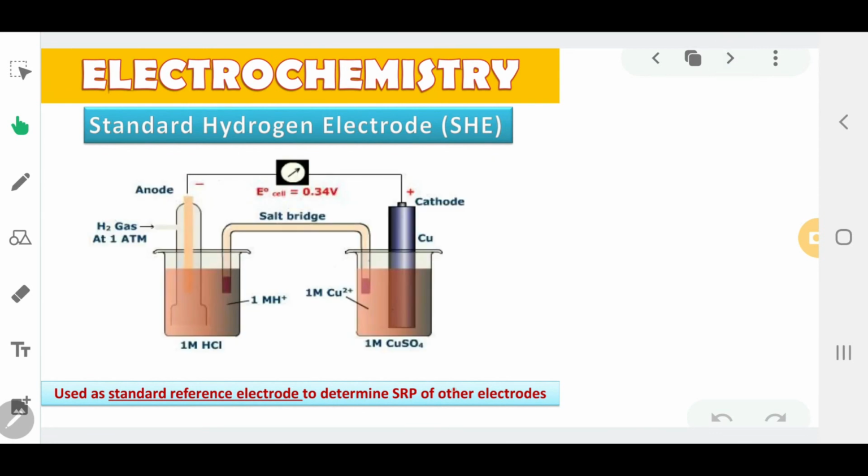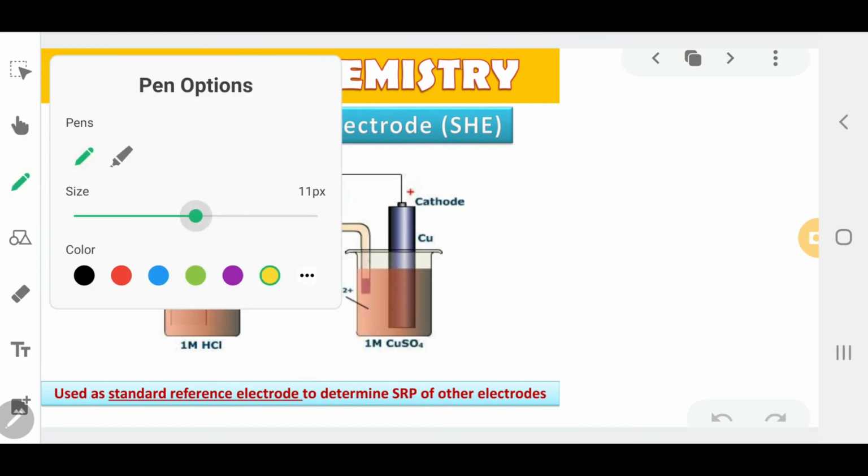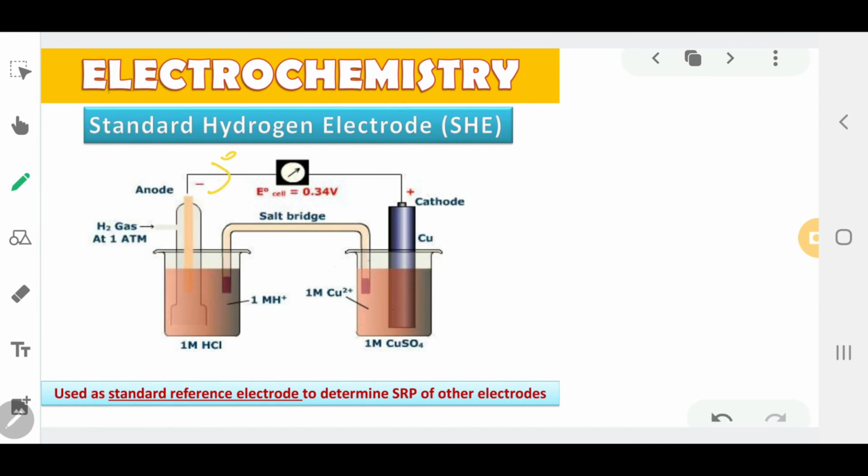So this is how you're going to draw it in the complete diagram. We have the SHE on the anode, and then when you connect that with a cathode half cell, you're going to start to see the electrons flow from anode to cathode. It's still using the same concept. The electrons will be flowing from anode to cathode. Why? Because the anode will be more electronegative compared with the cathode. So that's why the electrons will flow from the one that is more electronegative towards the one that is less electronegative.